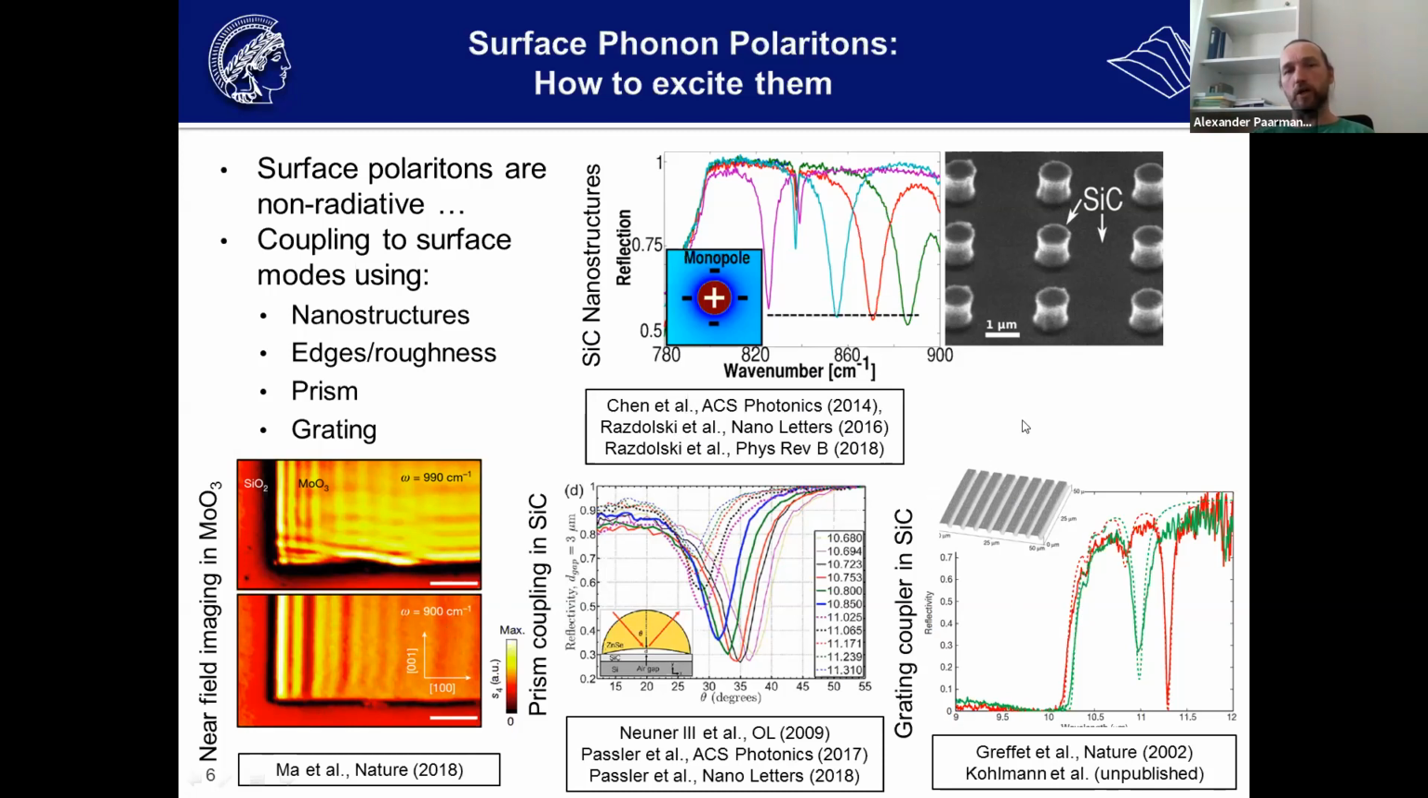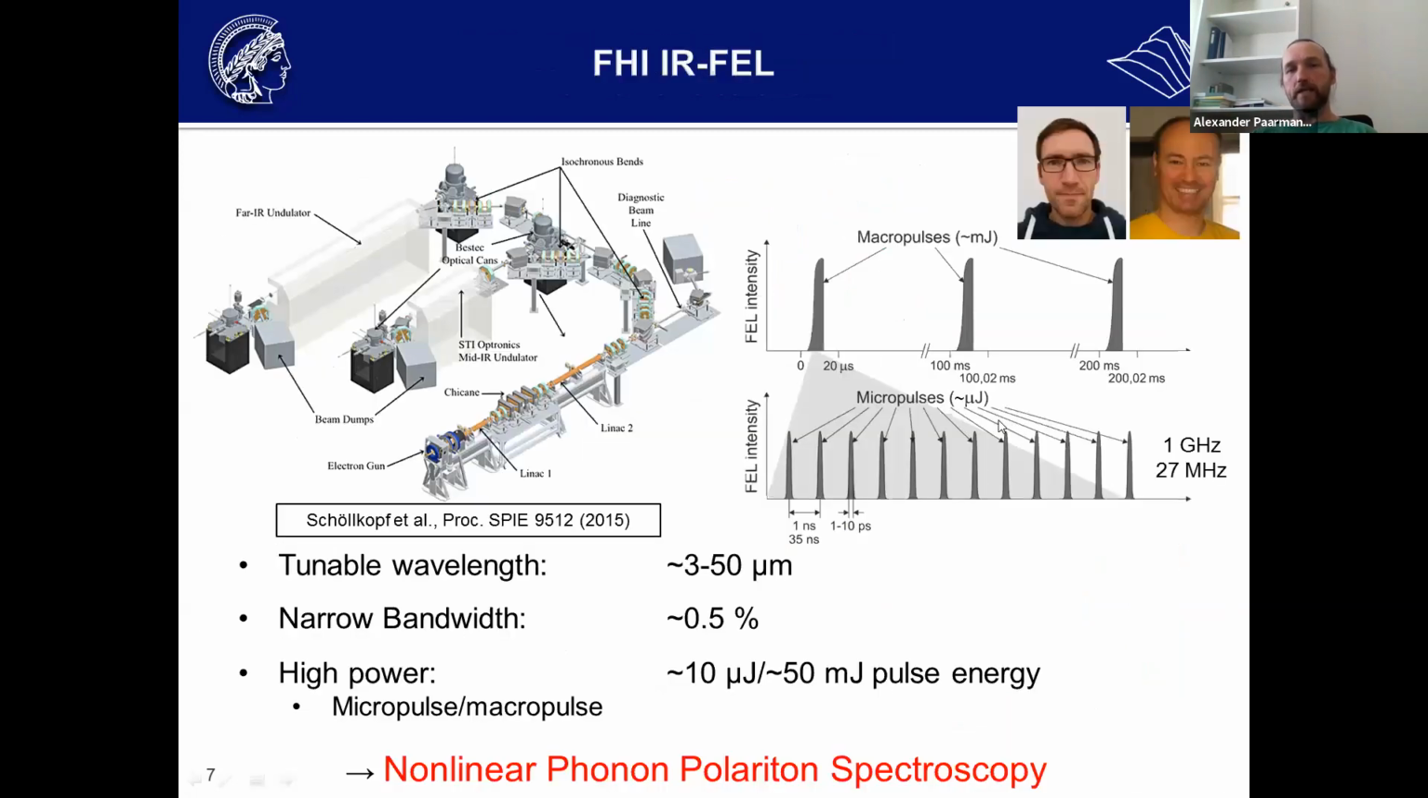and explain the different works of how this works. All right, now I have to do one slide on the machine because it's somewhat special. We can do this nonlinear infrared spectroscopy because we have the right kind of infrared light source. Because if you want to do nonlinear, you need power. And most people don't have power in the infrared. We do. So this is something special.